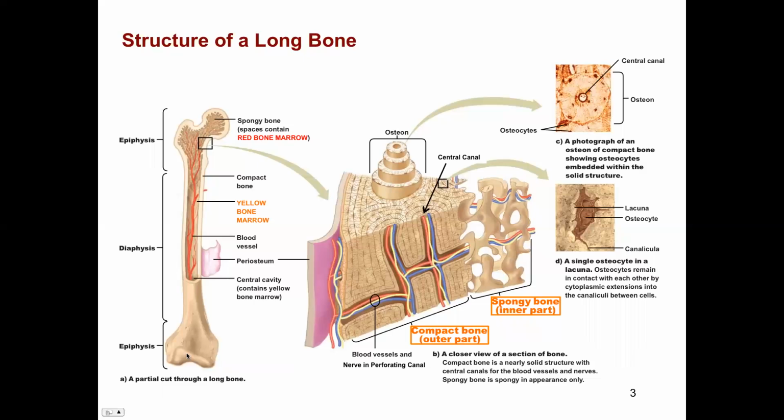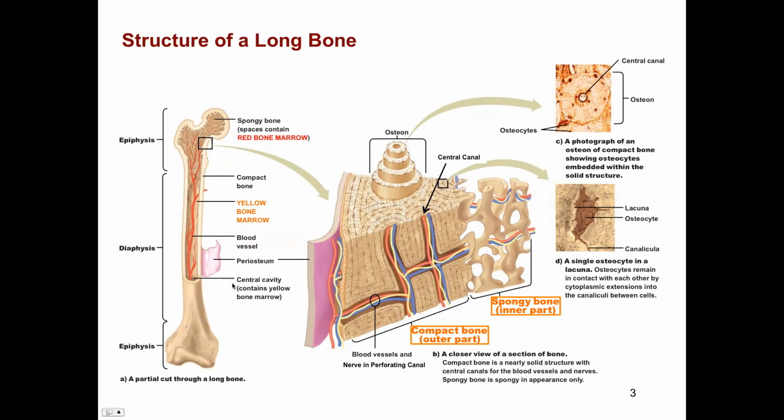If you do the Google on this, you'll see that sometimes they will talk about a metaphysis, which is in between these two, but we don't really talk about that in this course. It's a little bit hard to imagine where that is, so it's a little bit harder to think of that. But if you see it, it just means it's in between the diaphysis and the epiphysis. That's why it is meta. All right, so the two epiphyses are on the ends and the diaphysis is the shaft.